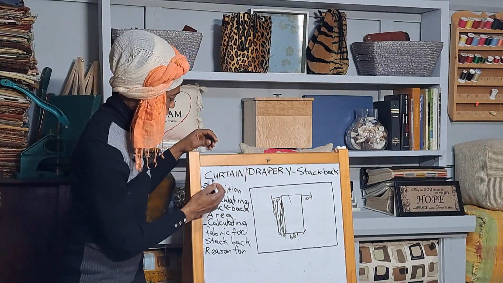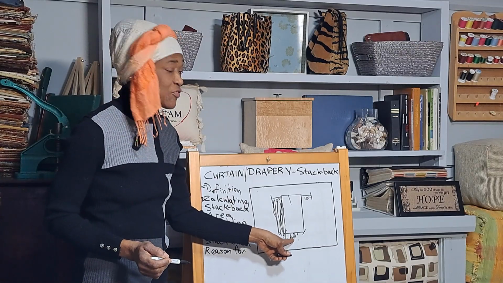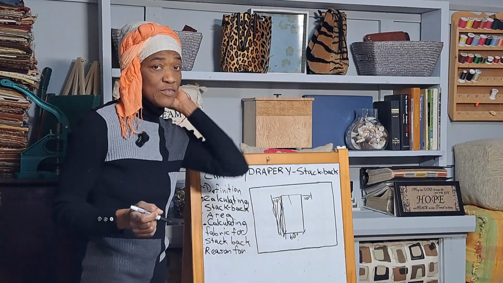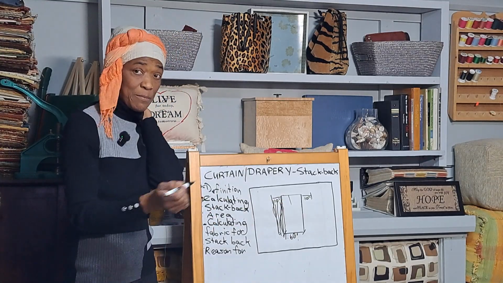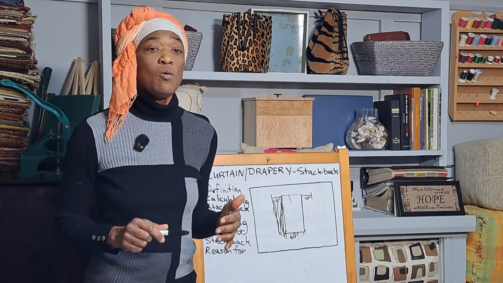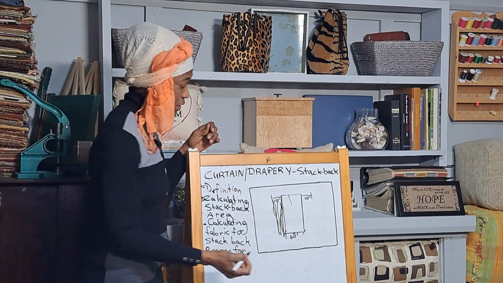So that's your definition. That's the calculation for your stack back, a third of your window measurement and then divide by 2. That's the calculation for your stack back area. The next thing we are going to look at is how much fabric do we allow for our stack back. So let's add some numbers here.